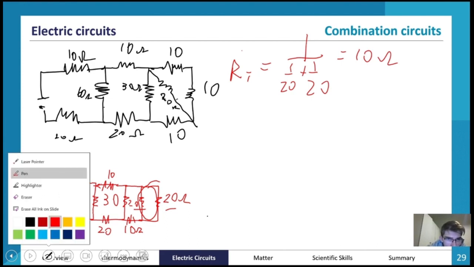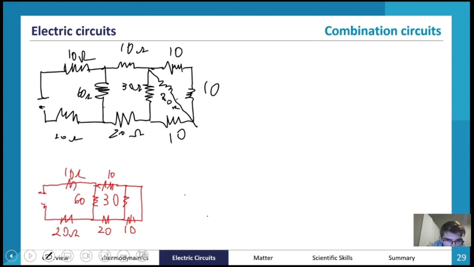And I will redraw it again. You can replace it with one 10 ohm here. Now that we replace it with one 10 ohm resistor there, the 10 ohm and the 10 ohm can add up together to form 20 ohms. So again, erase, redraw, 20 ohms. The 20 ohms, which should have been there actually, is parallel to the 30 ohms.